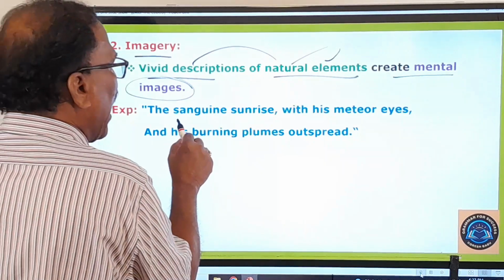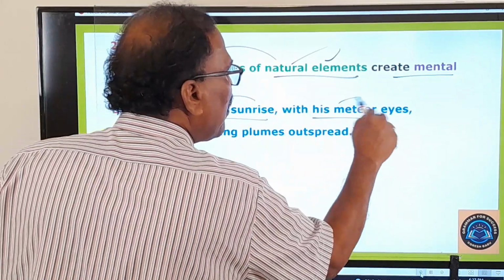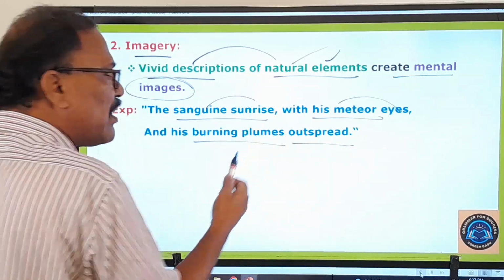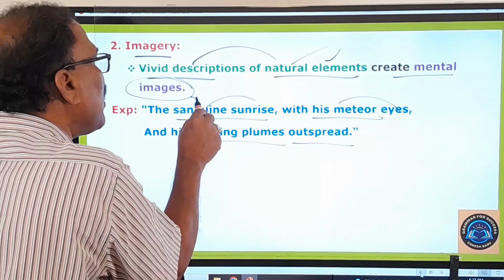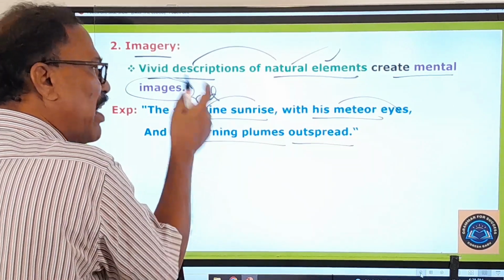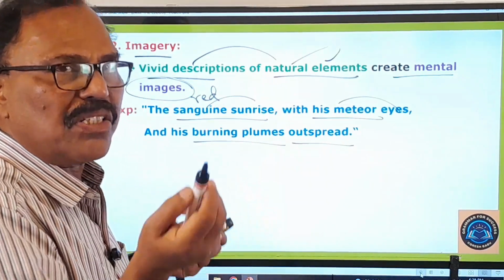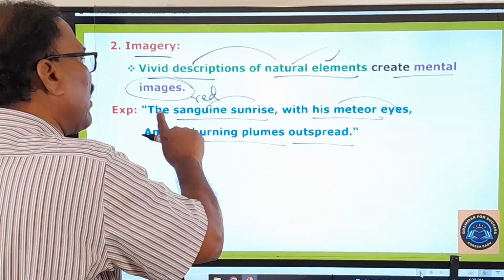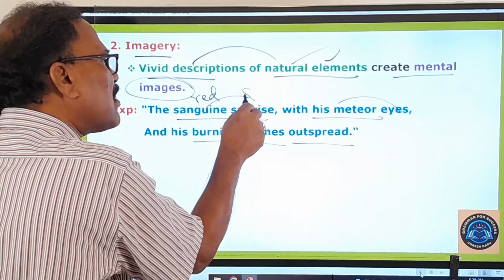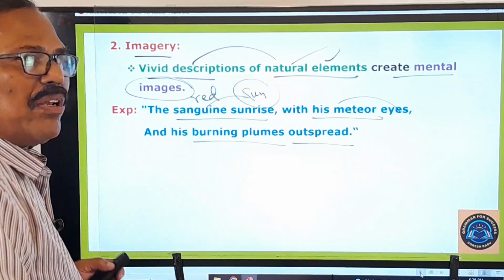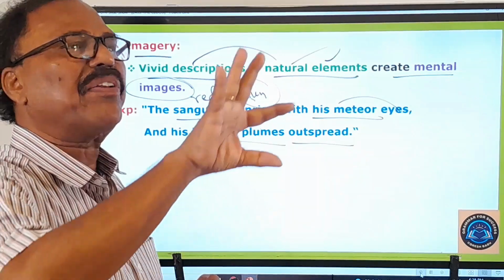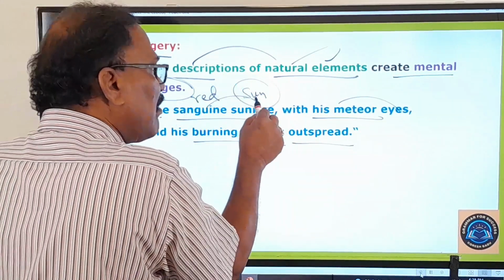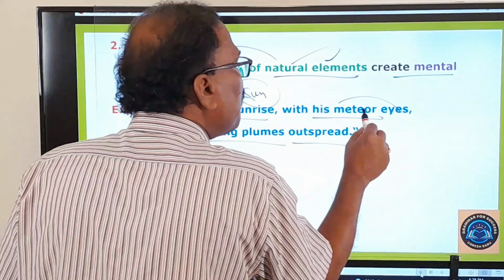And here, the sanguine sunrise with his meteor eyes, you know this line very well, and his burning plumes outspread. Look at this example. The sanguine means here bloody, actual meaning is bloody. What is the color of blood? Blood is always red. So here sanguine means red. You take that meaning. The red sunrise, or the red sun early in the morning, if you look at the sunrise, it will be red. So the red sun or the red sunrise with his meteor eyes.